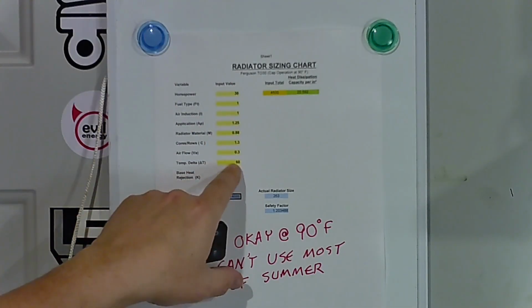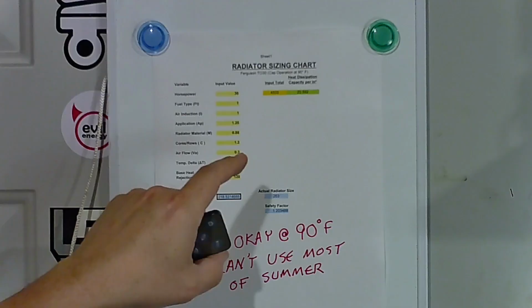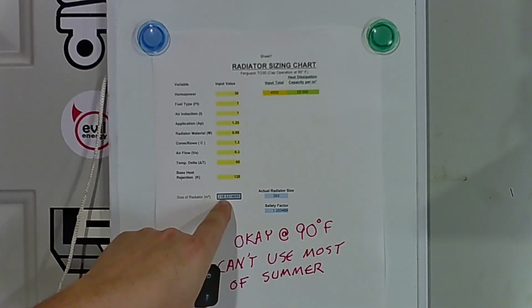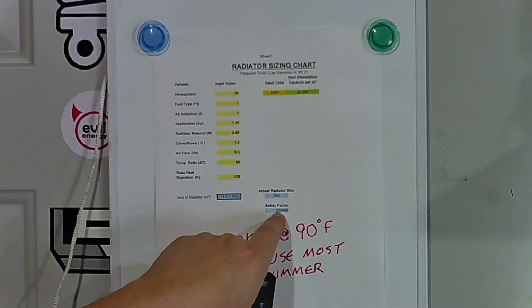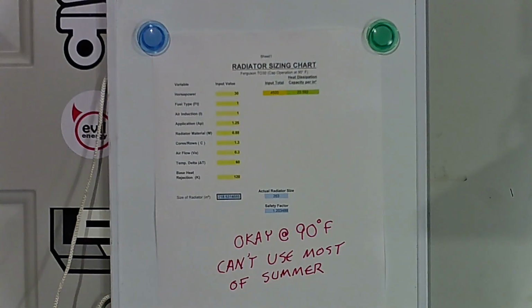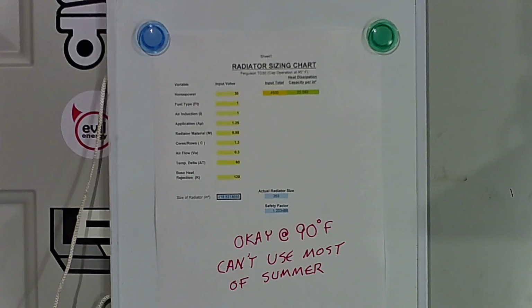That gives me a temperature delta of 60 instead of 50. And it drops the required radiator size from 263 down to 218, which gives me a safety factor of 1.2. Now that will work, and I know this will work. If I was to go outside right now, it's 86 degrees outside. If I was to put the bush hog on, I could run around here all day long.